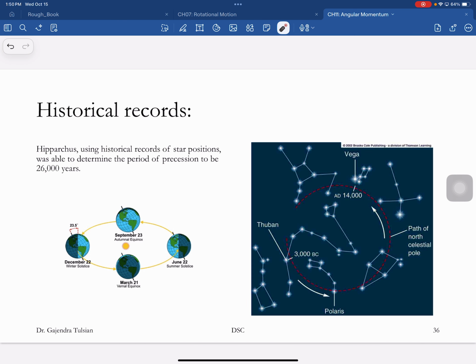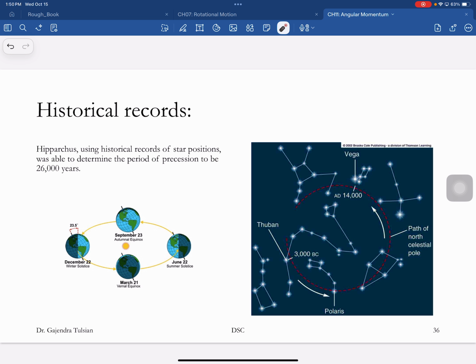The Iraqis were very good astronomers, and they kept very good records. Okay, so 5,000 years ago, that was the North Star. Today, that's the North Star, and you can see that the Earth's axis has been precessed. And the period of precession is 26,000 years.